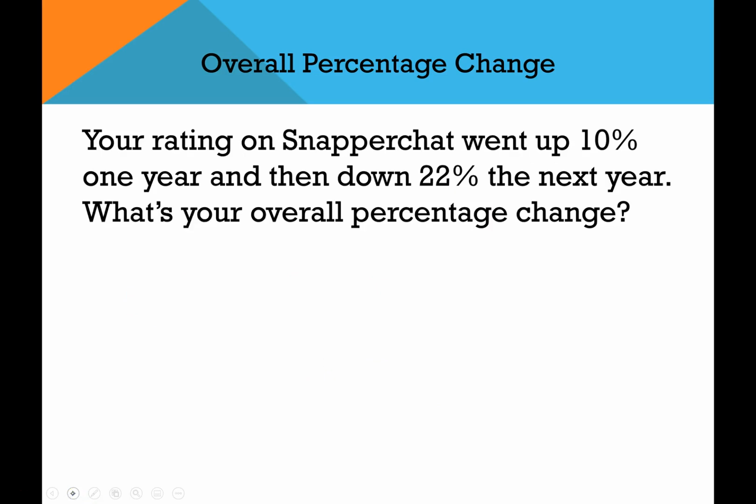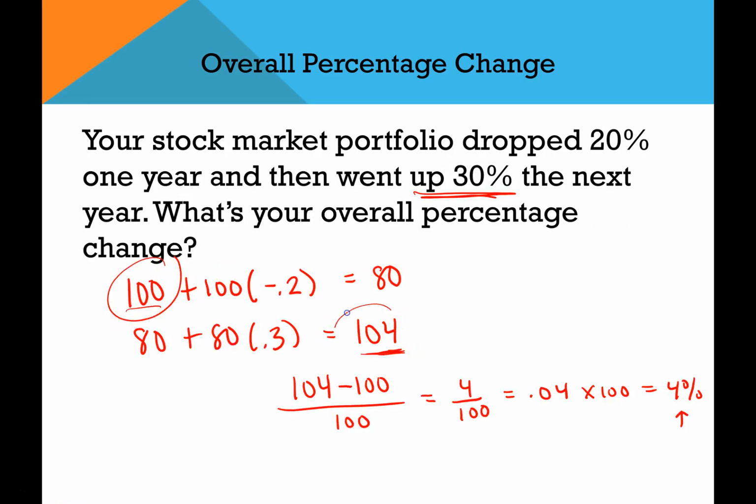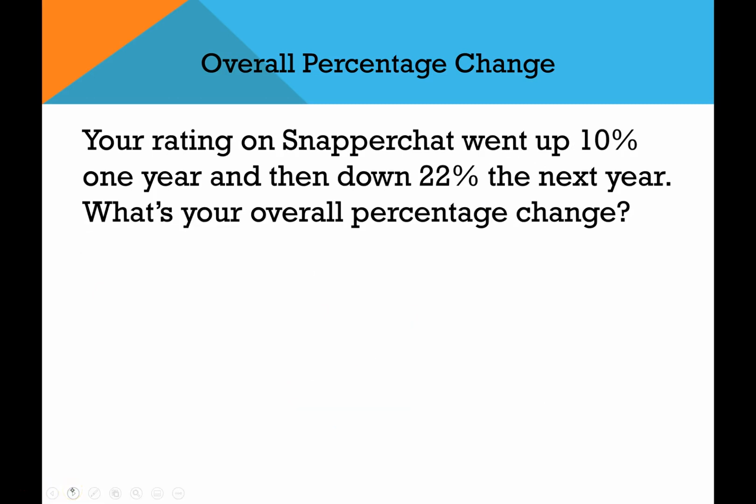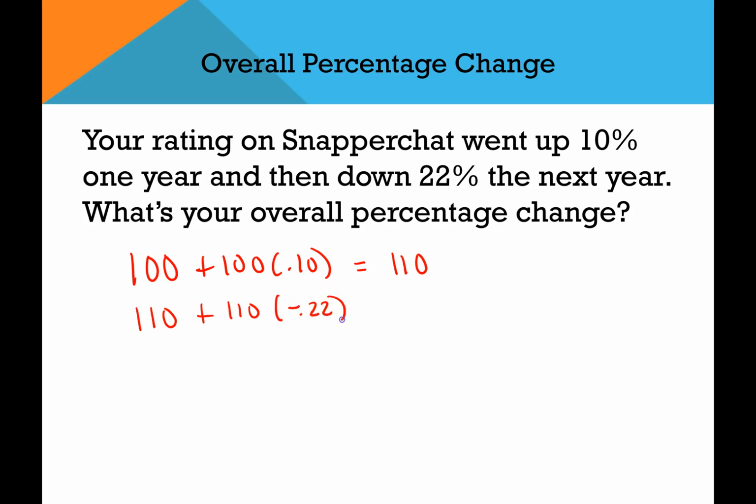All right, let's take a look at this one. Your rating on Snapper Chat went up 10% one year and down 22% the next year. What's your overall percentage change? This one feels like we're going to get an answer that is going to be down. So maybe this pattern won't work with the 100 and the 104. Let's see about that. So starting with a score of 100 and then going up, 100 plus 100 times 0.10. That's going to give us 110. Then we're going to have 110 plus 110 times a negative 0.22.